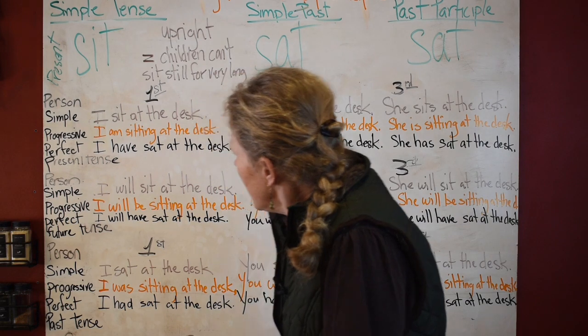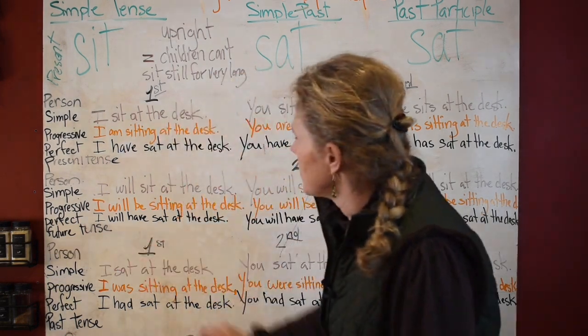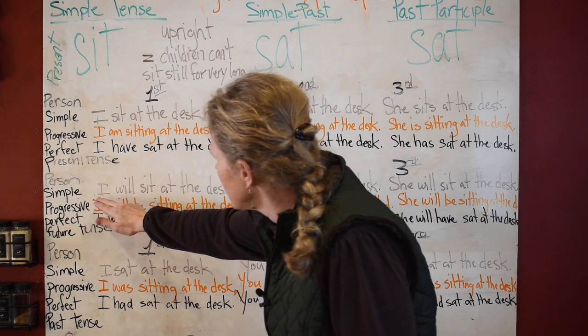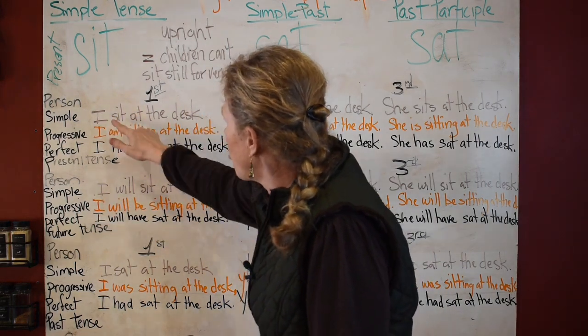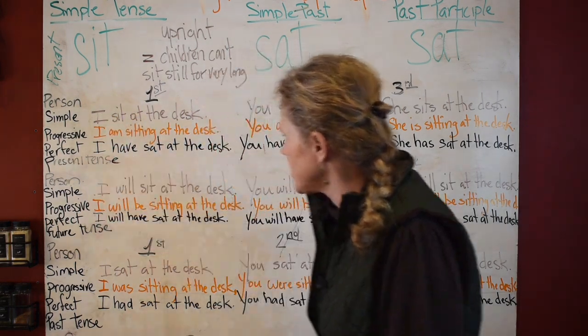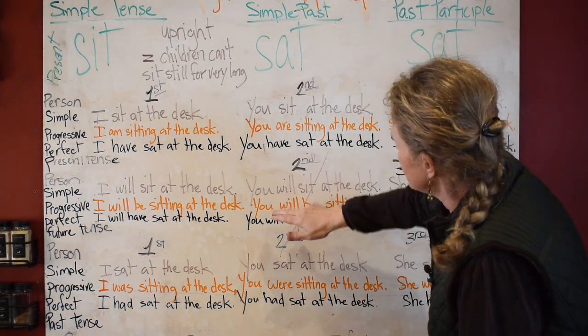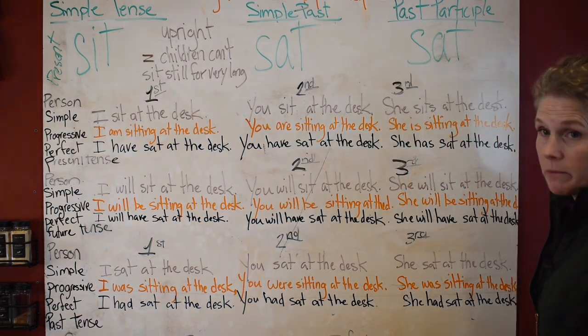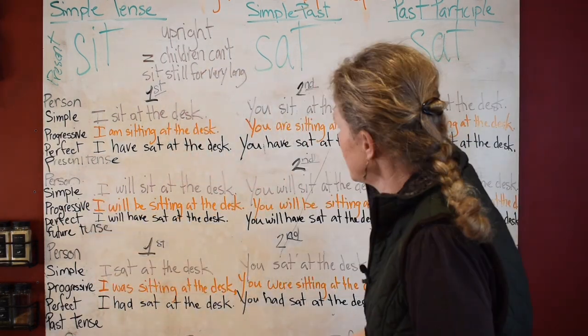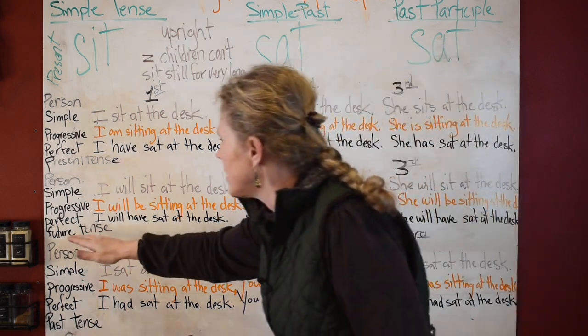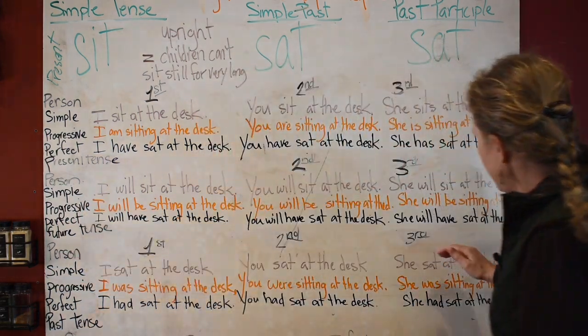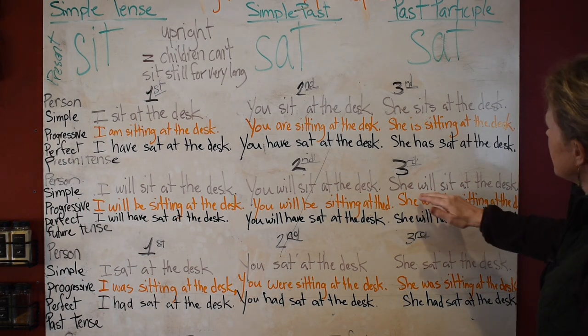Okay. Now future tense. I will sit at the desk. Look, you're just adding the word will on from what you did in the present. You will sit at the desk. See, you're just adding your auxiliary verb will to make it in a simple future. That's what you're doing. And she will sit at the desk.